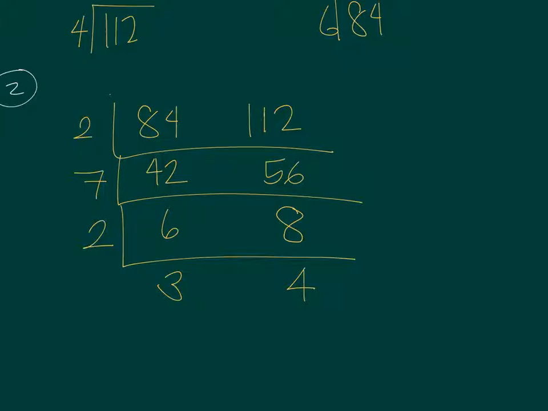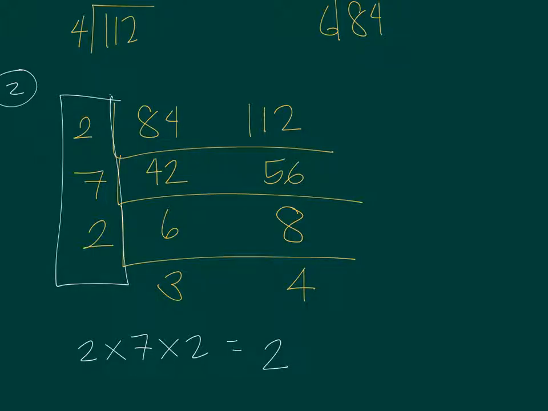If you look at 3 and 4, there is no other common factor aside from 1. So the highest common factor will come from the product of 2, 7, and 2. 2 times 7 times 2 is equal to 28. So the highest common factor of 84 and 112 is 28. It's much faster than finding the factors one by one. It took us less than a minute, maybe.